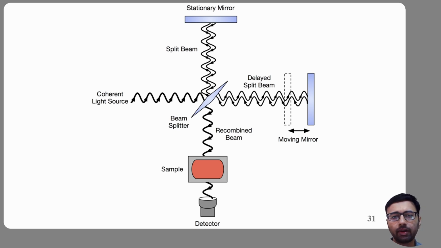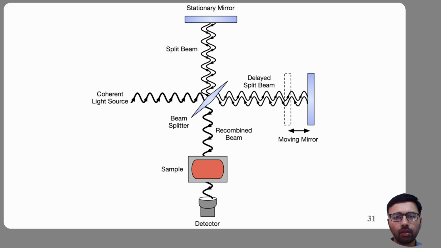The first beam travels upward toward a stationary mirror. The beam reflects off this mirror and returns to the beam splitter. The second beam travels toward a moving mirror. This mirror continuously moves back and forth, and this movement is the key to the entire instrument. Because the mirror position changes continuously, the distance traveled by this beam changes continuously. This creates a constantly changing phase difference between the two beams.